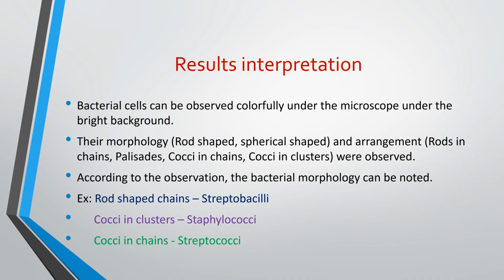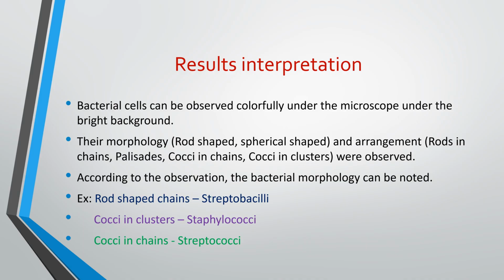Here I have given some examples of arrangements. If rod shaped cells are arranged in chains, you can say streptobacilli. Cocci, that means spherical shaped cells, if they are in clusters, you can say they are staphylococci. Cocci in chains, you can say those are streptococci.